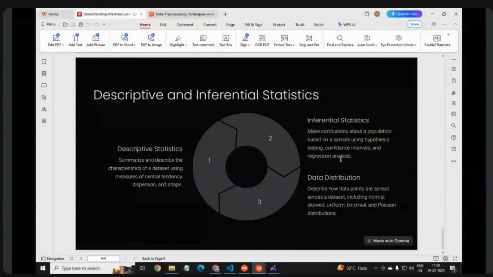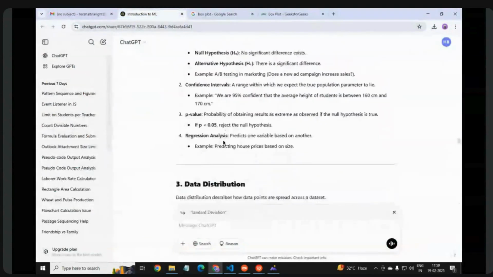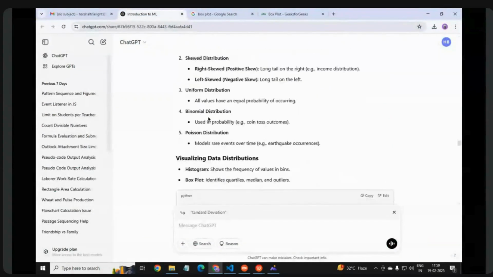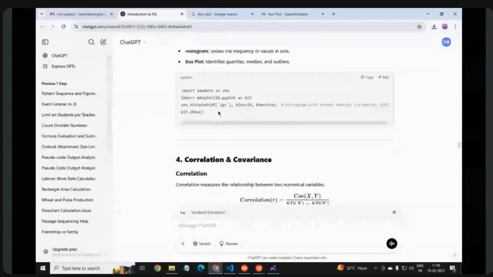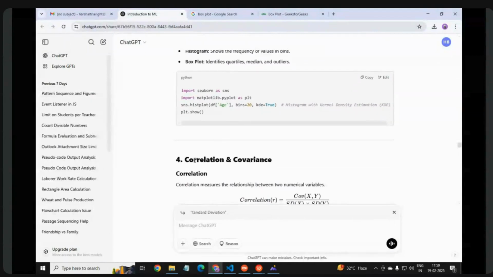So what we saw now, data distribution, we saw up to box plot. Correlation and covariance we will see tomorrow.